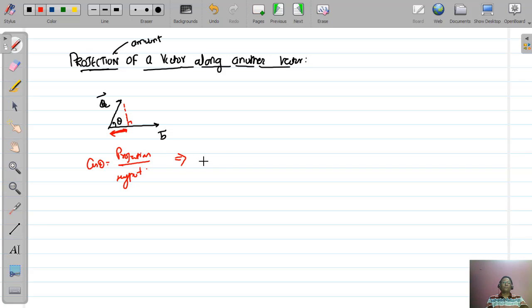This implies that projection is equal to hypotenuse, which is the magnitude of vector A. So we simply write it as A cos theta. So this is the projection of A along the B, where theta is the angle between A and B. We can write it as AB cos theta by B if we multiply numerator and denominator by B. AB cos theta can be written as vector A dot vector B by B.